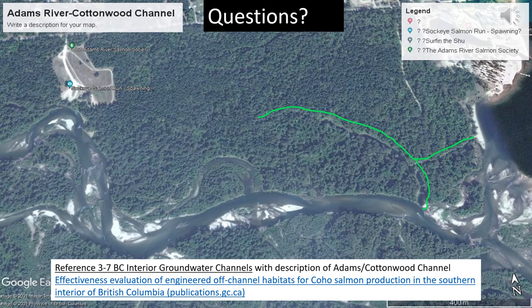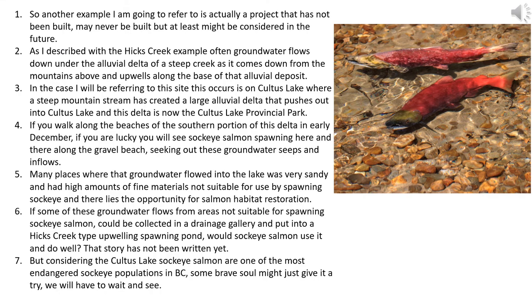Anyway, there's an interesting report that I'm putting a link to that talked about use of these groundwater channels in the BC interior by BC interior Coho salmon, and it refers to the sockeye use of the Cottonwood Channel. An interesting read. So the second example I'd like to talk about is actually a project that has not been built. It may never be built, but at least it might be considered in the future. And this is part of a normal conversation on how projects develop. They start with an idea, a discussion, a research, and then a decision. Should we proceed? What are the risks?